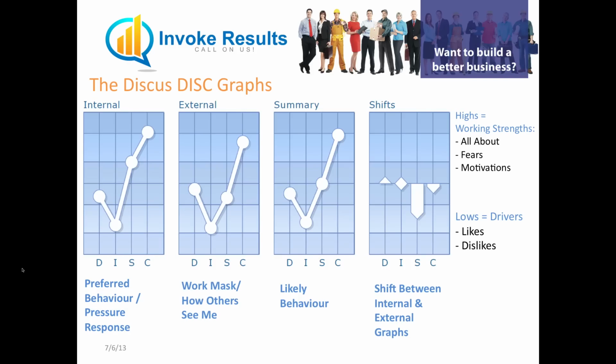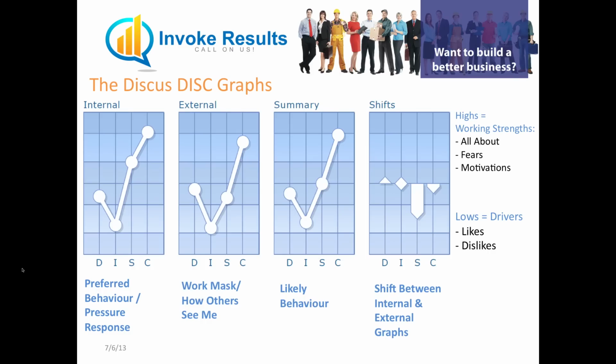And the internal graph is basically showing you what your preferred style of behaviour is. What are the behaviours that you will default to? So often they're not only the behaviours that you would like to use in an ideal working environment, but they're also the behaviours you may default to if you're put under pressure.